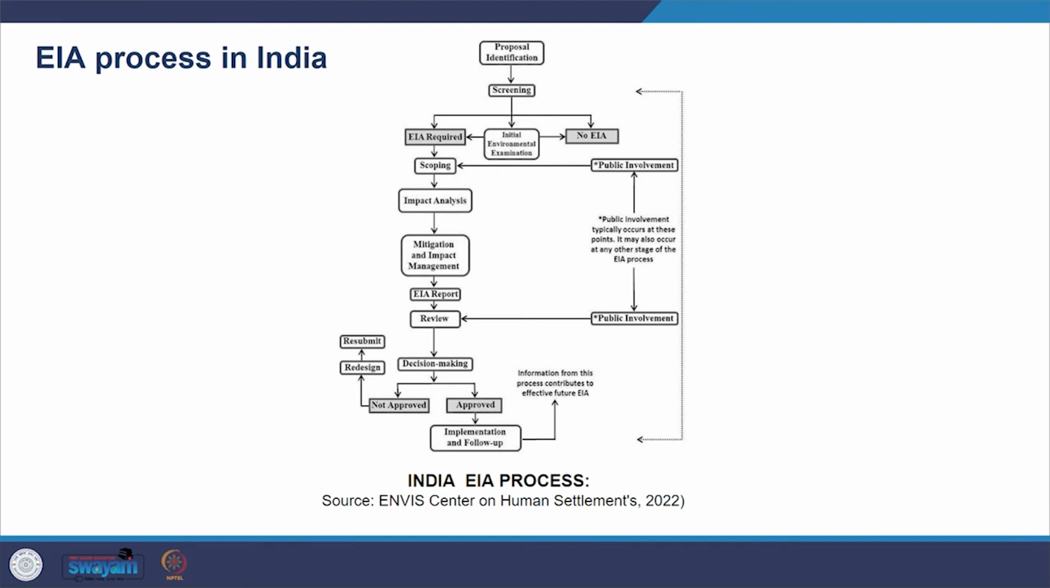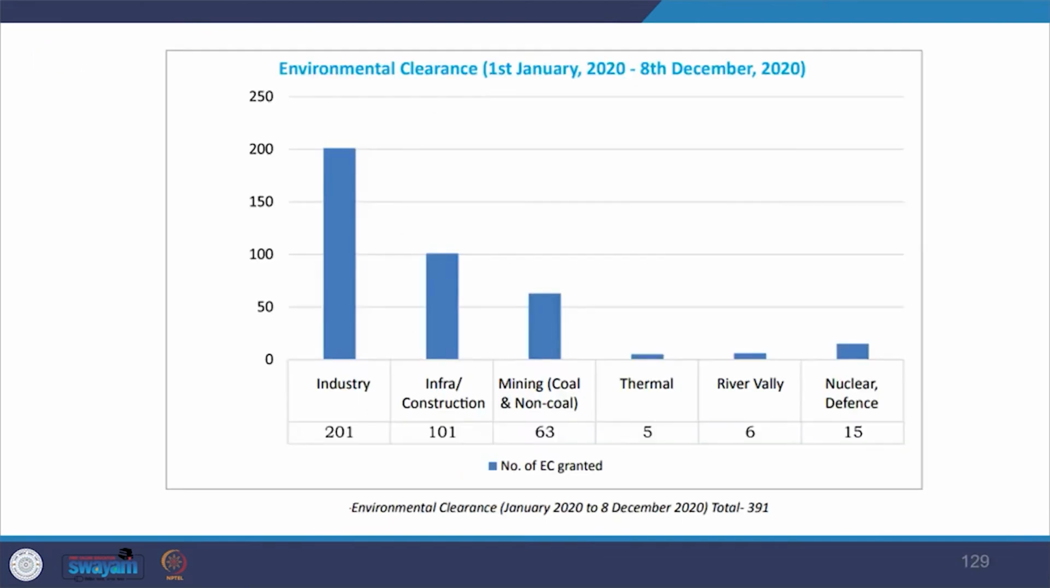This is taken from the annual report of 2021, in which you see the environmental clearances done from January 2020 to December 2020. You can see the number of industry, infrastructure, mining, thermal, river valley and nuclear defense projects which have been cleared so far. This also shows the number of projects which are meeting the environmental criteria and how the process has been going on.